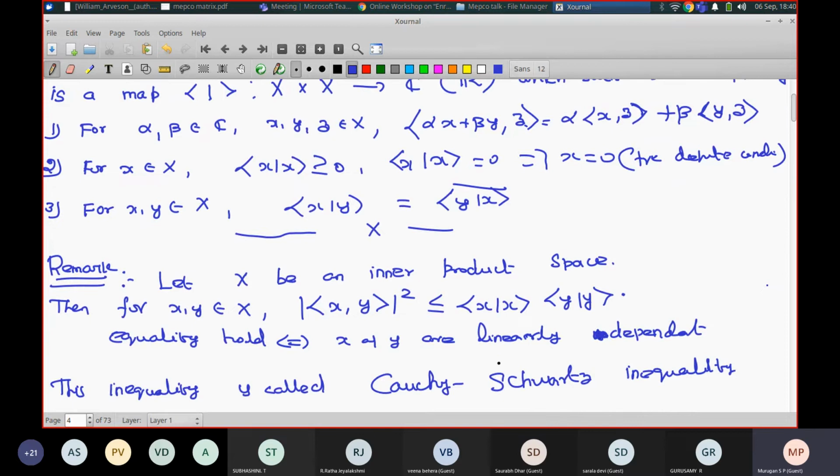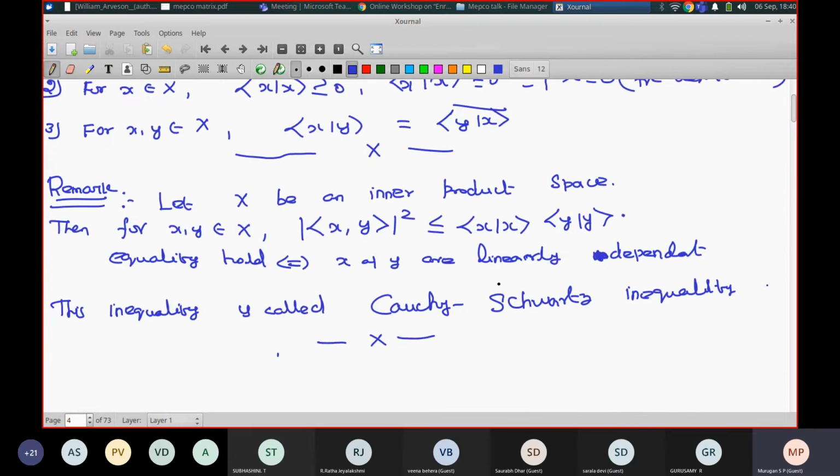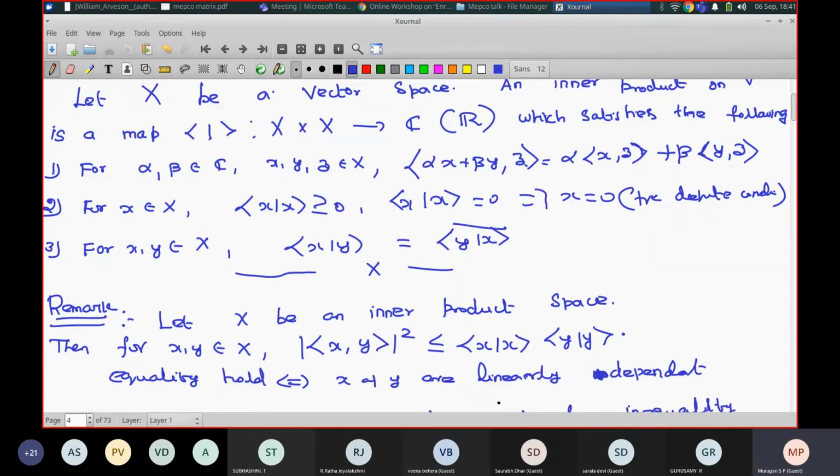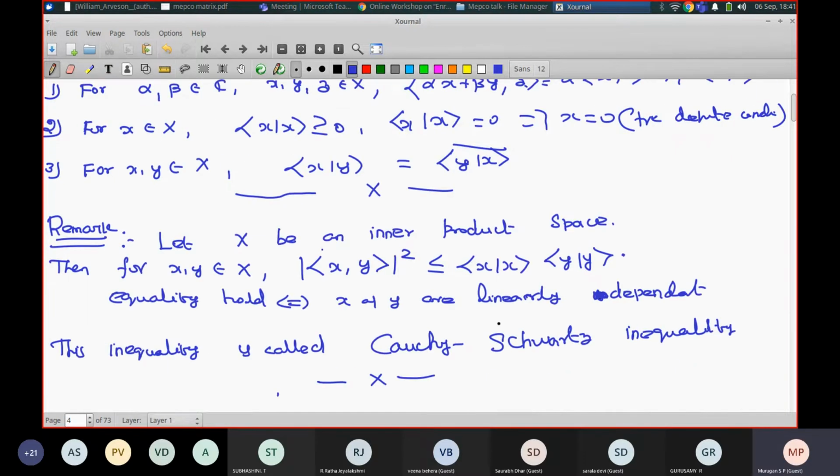Next we will make one good remark. Any map which satisfies the first condition and the third condition is called a semi-inner product. Now let X be an inner product space, and x, y belonging to X. Then the modulus of the inner product of x comma y, squared, is always less than or equal to the inner product of x comma x times the inner product of y comma y. In this inequality, equality holds if and only if x and y are linearly dependent.